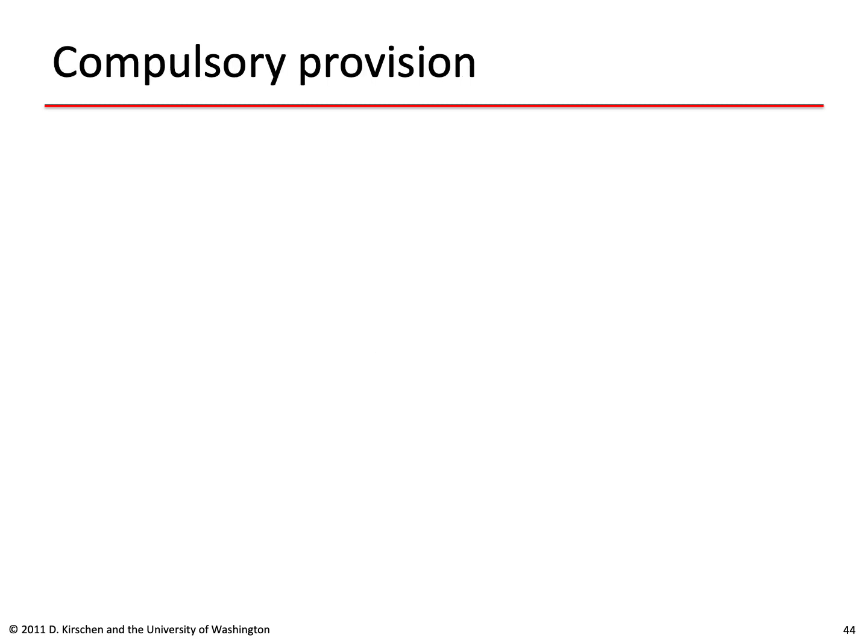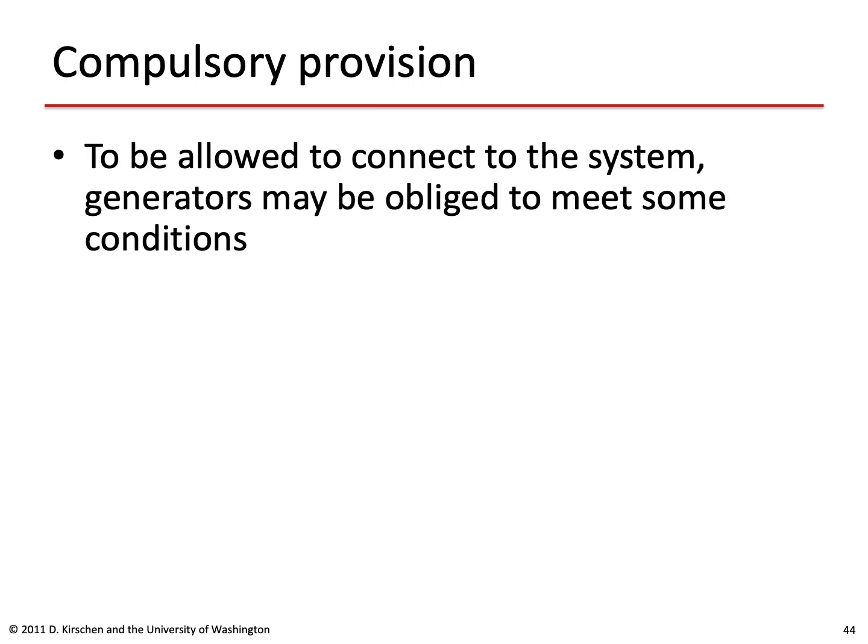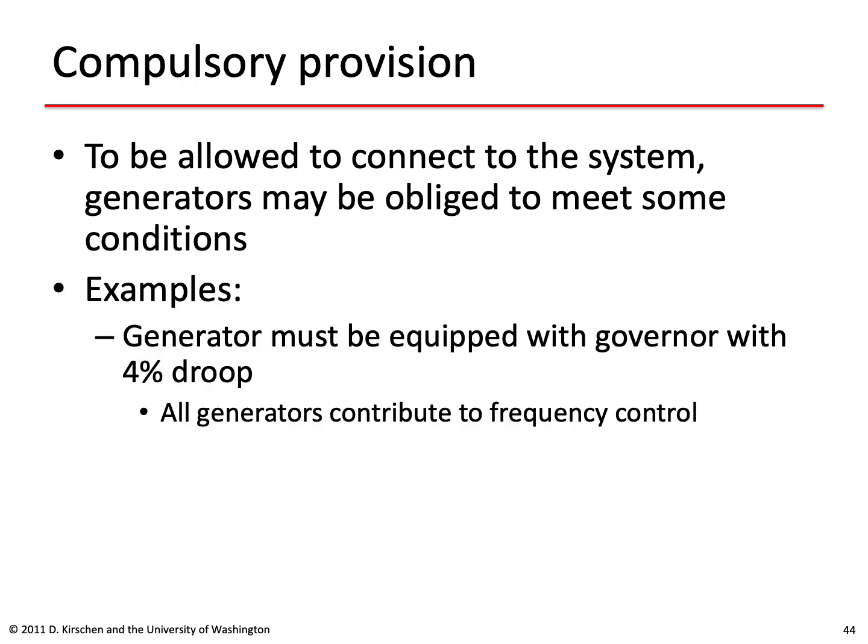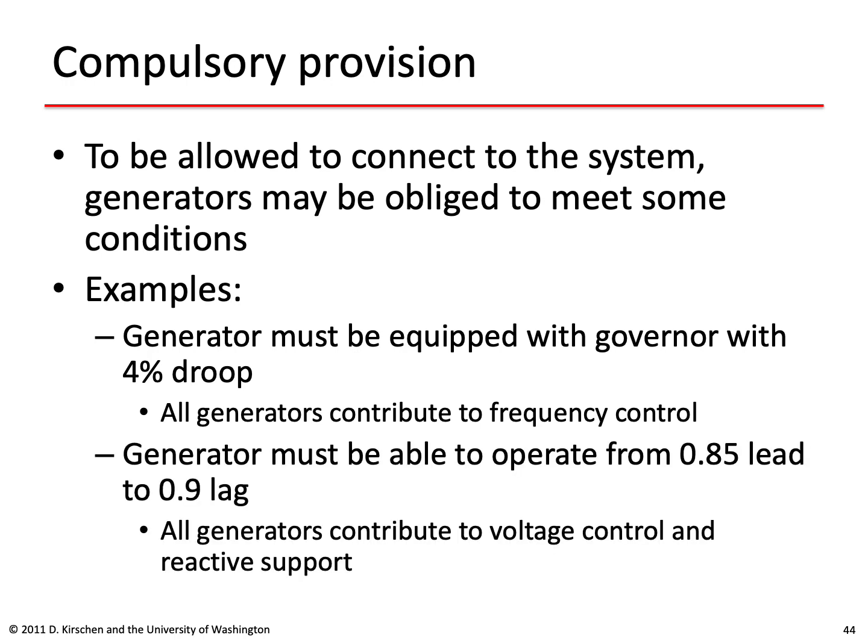Let's first look at compulsory provision of ancillary services. That's really saying that to be allowed to connect to the system, generators will have to be obliged to meet some conditions. For example, we can say that generators must be equipped with a governor with a 4% droop, and therefore all generators will contribute to frequency control. Or we could say that the generators must be able to operate from 0.85 lead to 0.95 lag. Therefore, all generators will contribute to voltage control and reactive support.